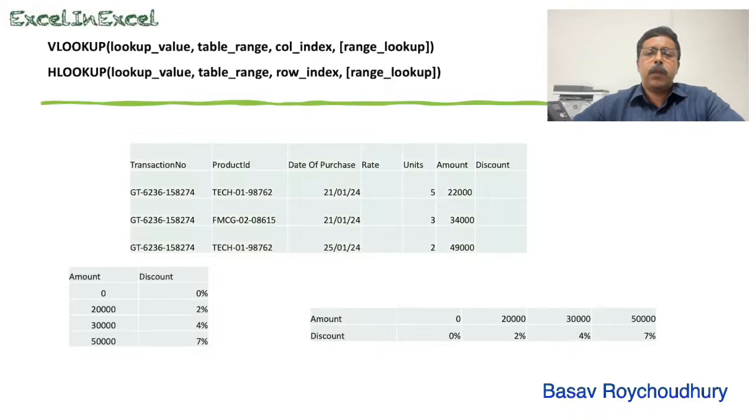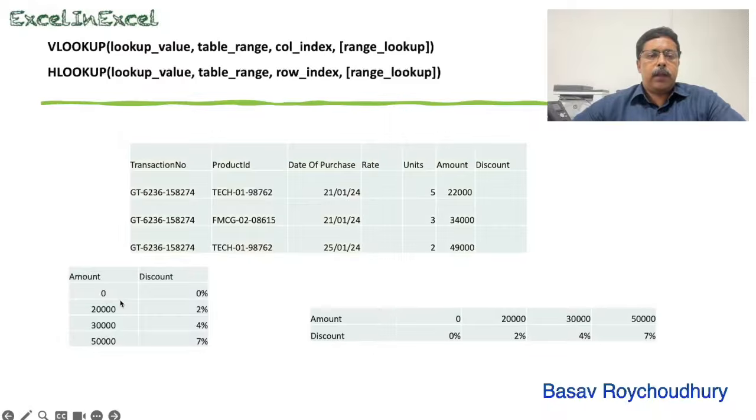Normally, when we have discount, we have ranges like this. So in this case, what we are saying is that if the amount is between 0 and less than 20,000, then there is no discount. If the person purchases between 20,000 and less than 30,000, then the discount is 2%. And if the person purchases between 30,000 and less than 50,000, then the discount is 4%. And if the person purchases 50,000 or beyond, then the discount is 7%. So I repeat, what we are saying?